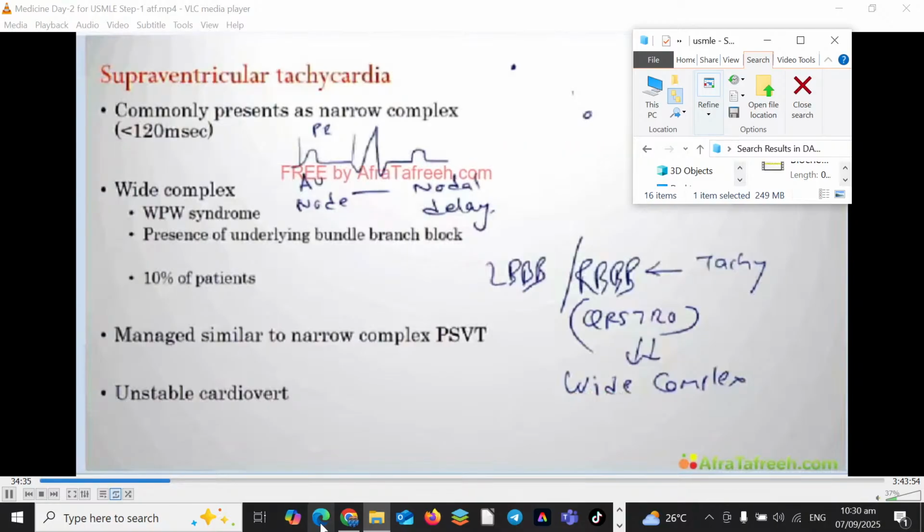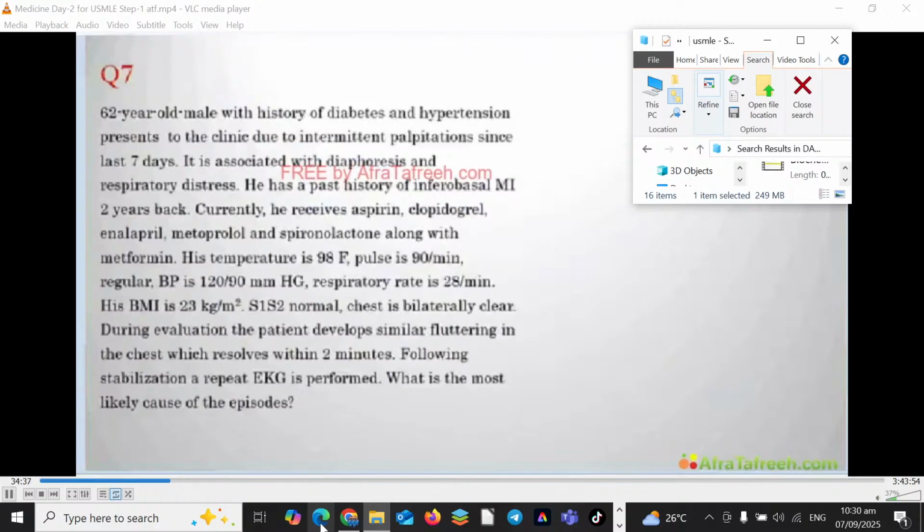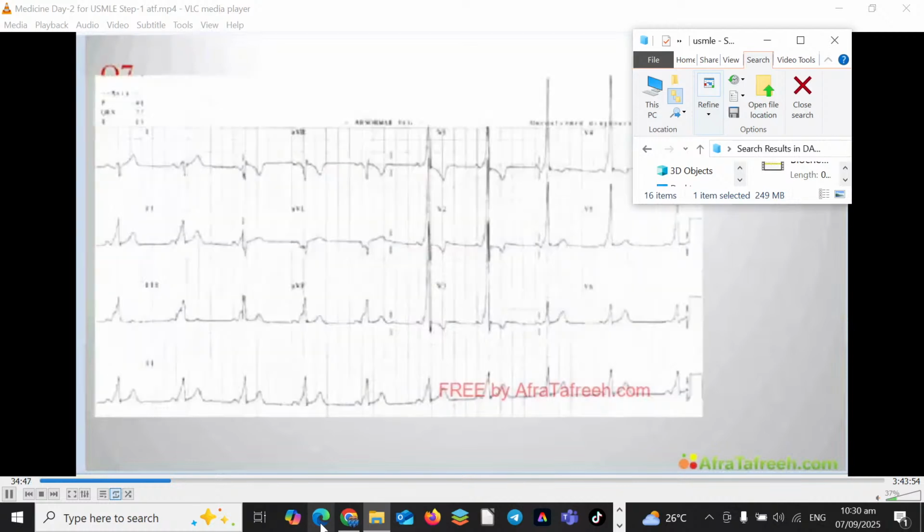Okay. So we'll move on to the next question. A 62-year-old male, let's skip ahead of all these questions and just try and evaluate this EKG. First tell me, what is the axis?